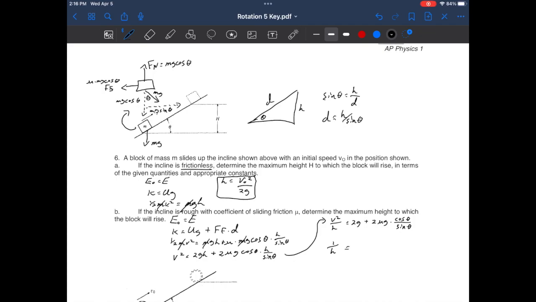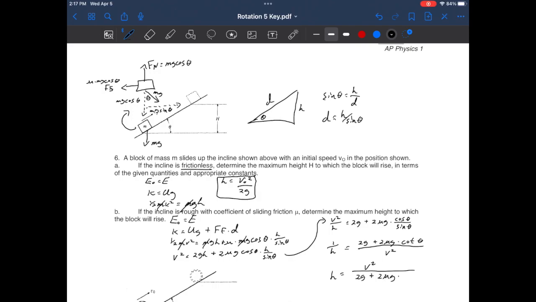1 over H. So if we were to divide both sides by V squared, 1 over the height is equal to 2G plus 2 coefficient of friction times gravity times the cotangent of theta over V squared. Well, that's 1 over H. So I need to invert it. I want H, not 1 over H. So I've got H is equal to, flip that nasty fraction over, V squared over 2G plus 2 coefficient times G times cotangent of theta.